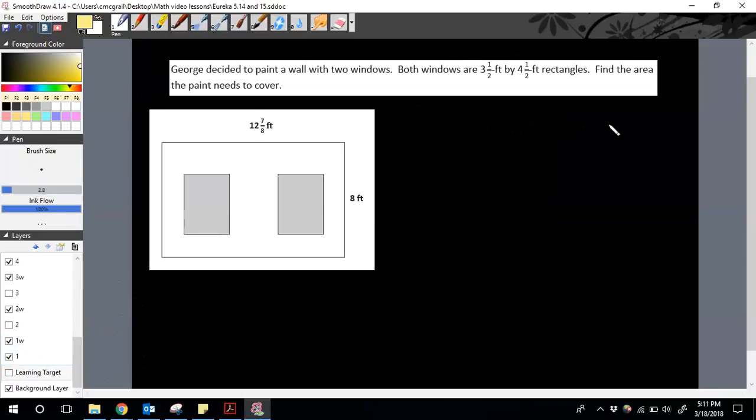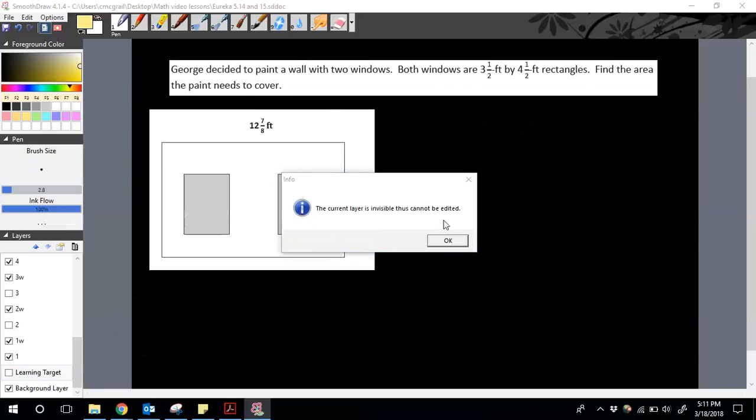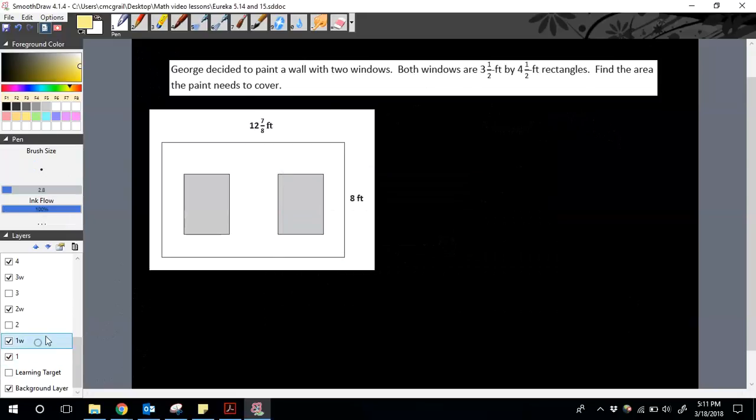This is problem 1 in your lesson 14 page. So I'll just make a note up here. Lesson 14, number 1. The problem says, George decided to paint a wall with 2 windows. Both windows are 3.5 by 4.5 feet rectangles. Find the area the paint needs to cover. The problem also has this picture to go with it. So I have 2 sets of information. I have the dimensions of the wall, and I have the dimensions of the windows.